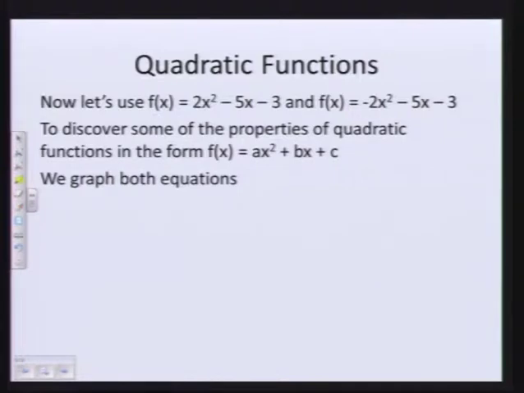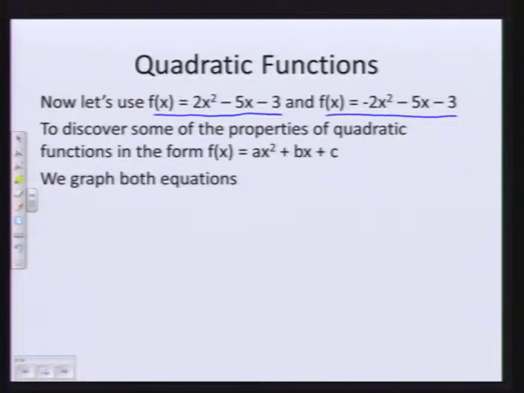All right, so we're going to use two different functions here, and we're going to use the one we just saw. We're going to use f of x is equal to 2x squared minus 5x minus 3. And also we're going to use the next function, f of x is equal to minus 2x squared minus 5x minus 3. Notice there that the change is that the a is different in both of these. In the first one, the a is positive 2, and in the second one, the a is negative 2. And we'll see how that comes along.